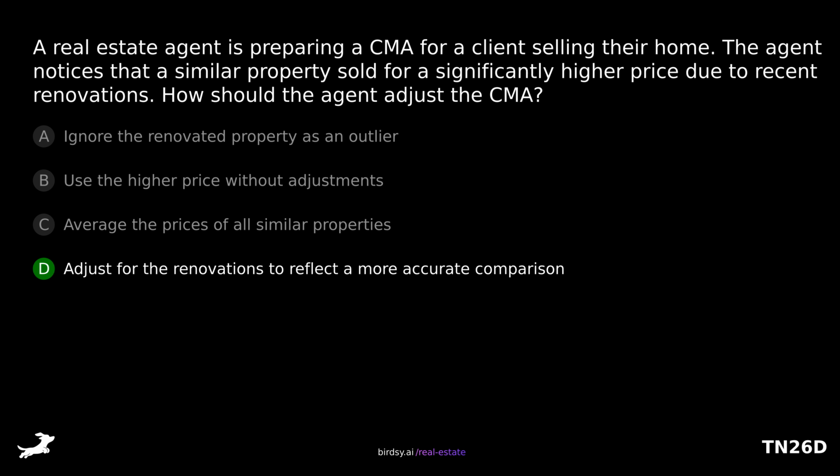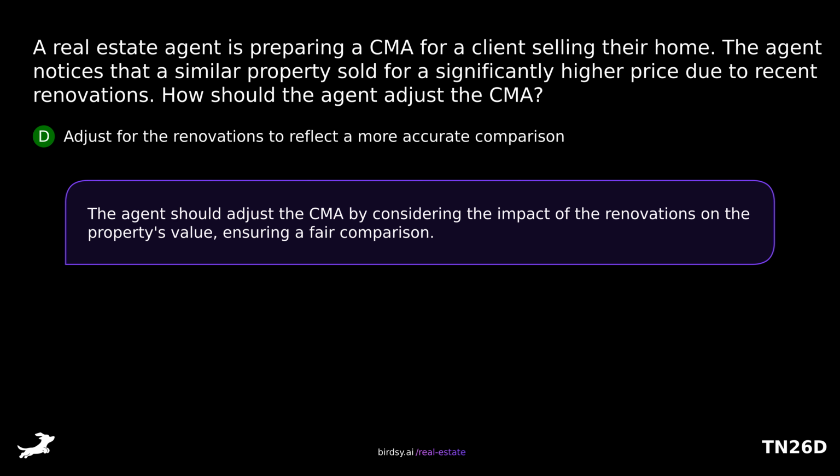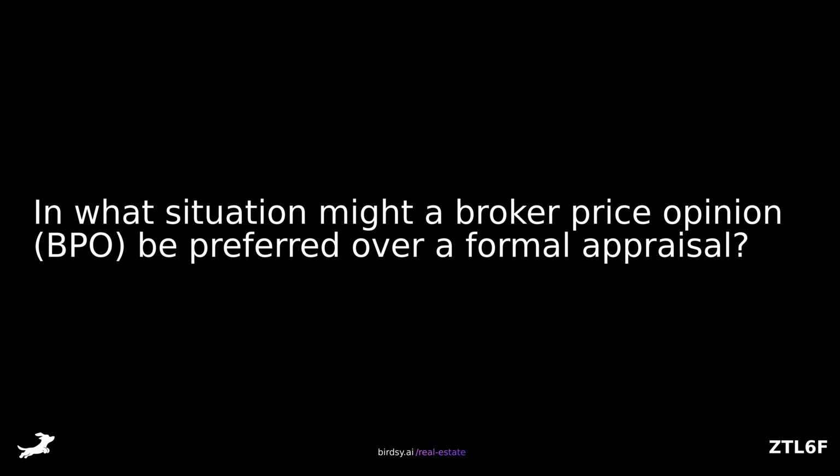The answer is D, adjust for the renovations to reflect a more accurate comparison. The agent should adjust the CMA by considering the impact of the renovations on the property's value, ensuring a fair comparison. In what situation might a broker price opinion be preferred over a formal appraisal?